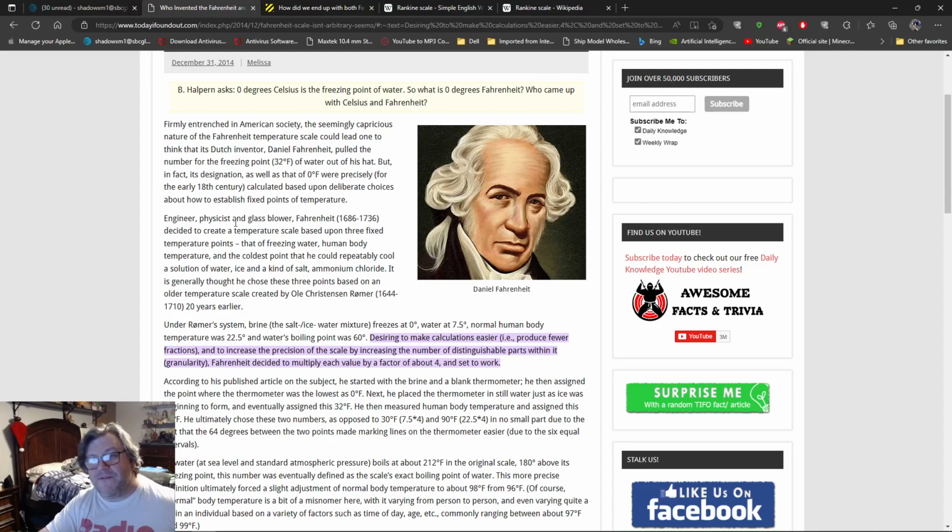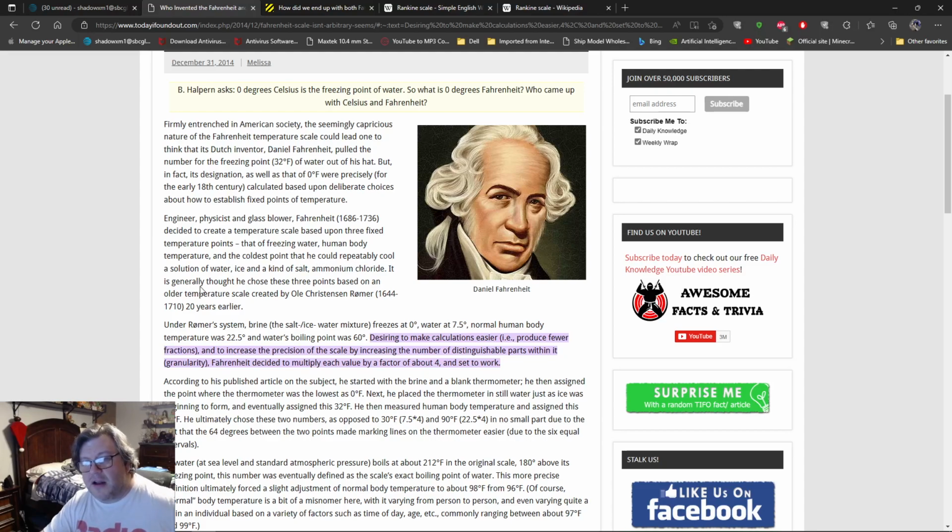Alright, engineer and physicist and glassblower. Hey, how about that? Mr. Fahrenheit, from 1686 to 1736, decided to create a temperature scale based upon 3 fixed temperature points: that of freezing water, human body temperature, and the coldest point that he could repeatedly cool a solution of water, ice, and a kind of salt, ammonium chloride.